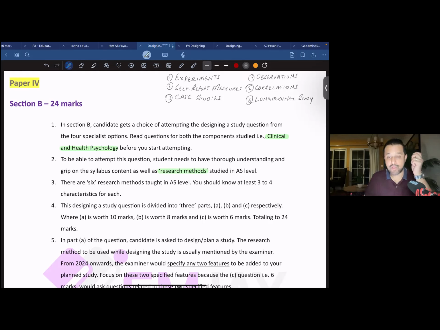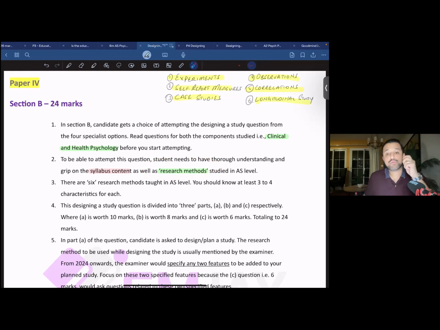research methods that are part of the syllabus, I'd strongly advise you all to read through all 6 of them again and know well how to apply these, because this particular question, that is the designing a study question, heavily relies on your grip on research methodology. So to be able to attempt this question, students need to have a thorough understanding and grip of the syllabus content. That, of course, needs to be there, as well as the research methods that have been studied in AS.